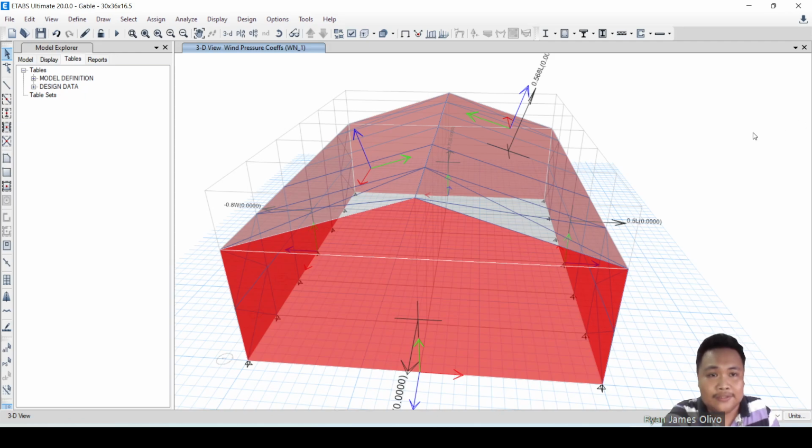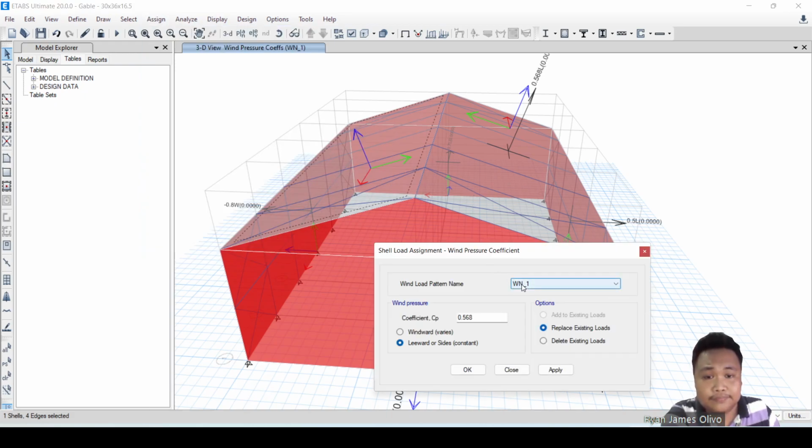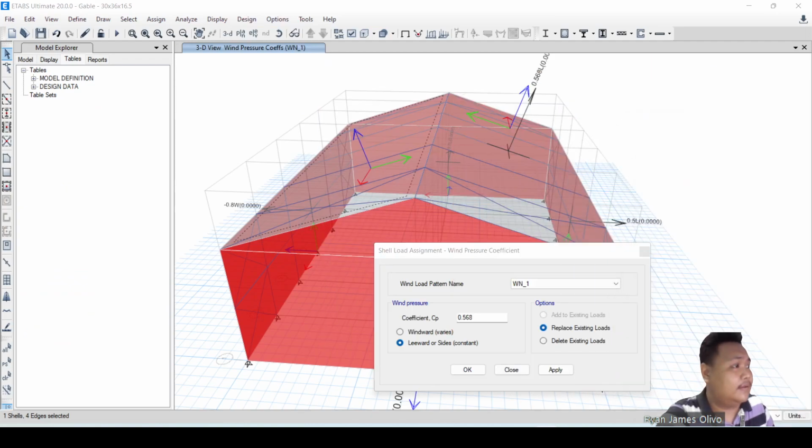Then next for the windward. Close this one. Then we assign shell loads again, wind pressure coefficient. Leeward again. So don't use windward in roofs, because windward here is only for the windward wall. As you can see, windward varies. Leeward is constant since it uses QH, the mean roof height H. So for WN1, it's negative 0.48.